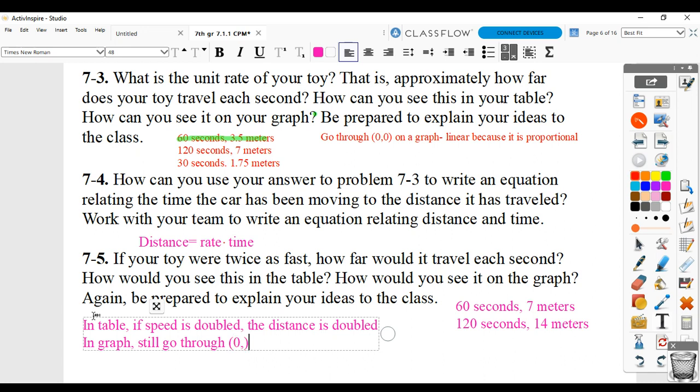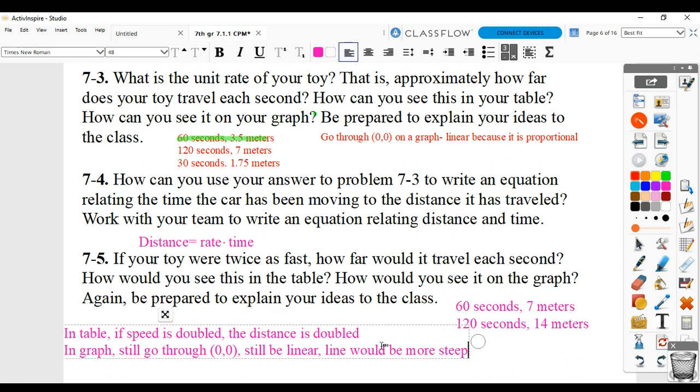It would still be linear. But the difference is that it would be more steep. The line would be more steep. We know from what we've done in 6th grade and in 7th grade that the higher that rate or constant of proportionality is, the more steep the line is.